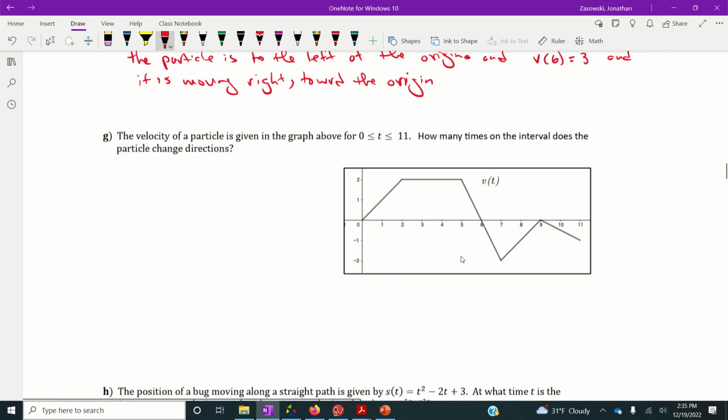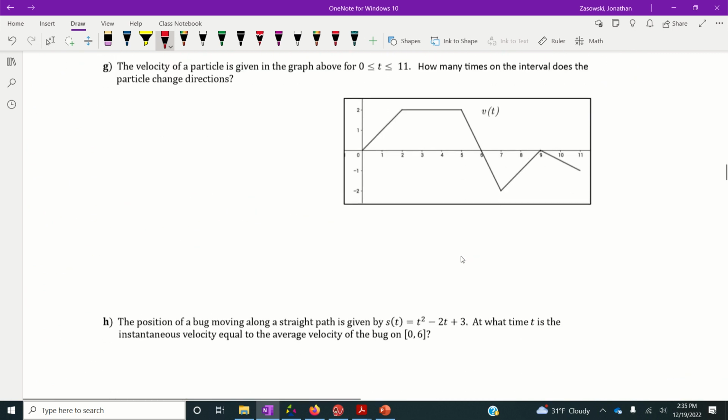All right. Next one. The velocity of a particle is given on the graph below. How many times in the interval does the particle change directions? So remember, we need to, A, hit 0, and B, go from positive to negative or negative to positive. So the particle changes directions.